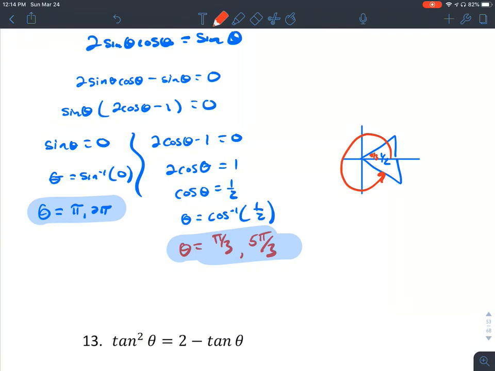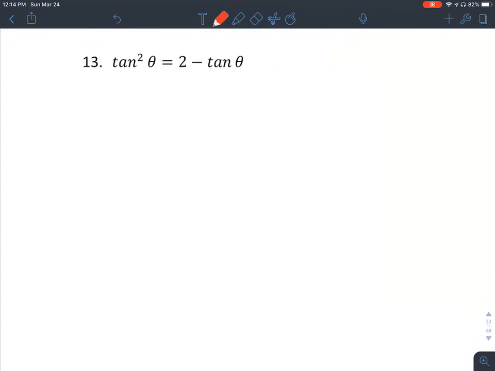Number 13. Get all the terms on the same side and see if we can factor this. We're going to get tangent squared of theta plus tangent of theta minus 2 equals 0. This is a trinomial. It's not a perfect square trinomial. Lead coefficient's 1, so we don't have to split the middle term. We can just go right to our binomials.